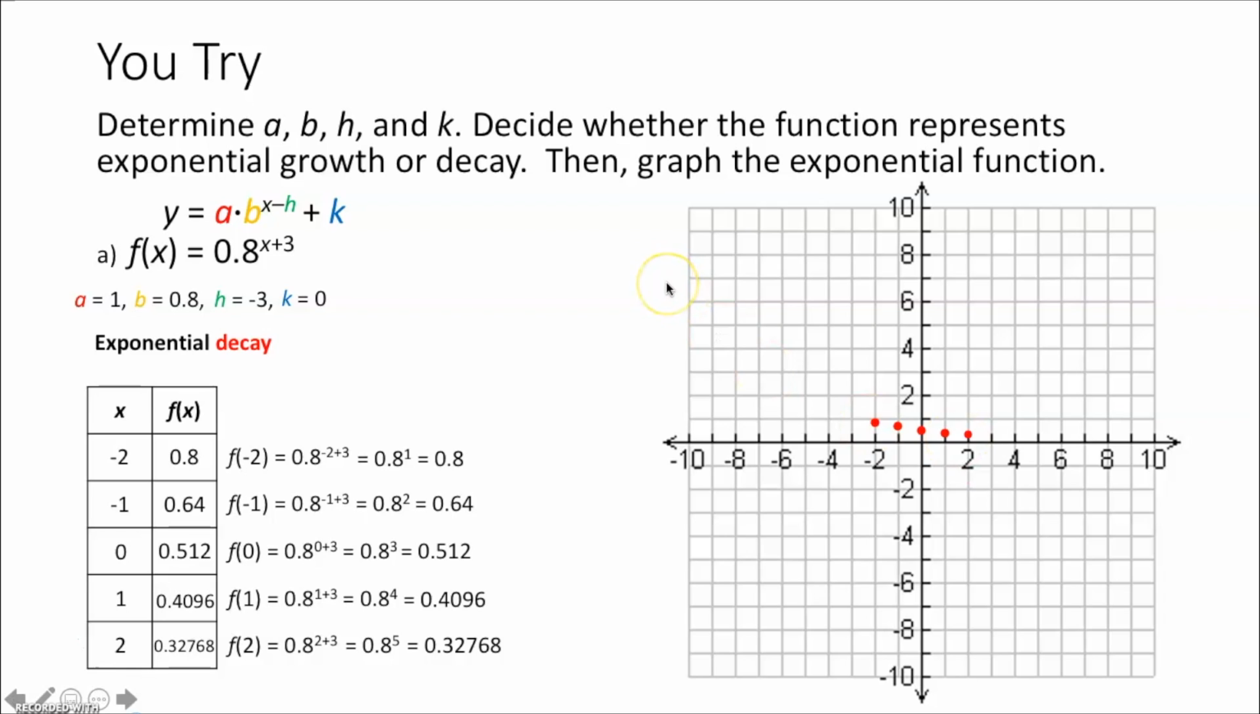Now we draw an exponential decay curve going through that, and we get something that looks like this. Now, again, the reason this looks like this is because it's exponential decay, and our graph has shifted to the left 3 units, which is why it normally would be somewhere right here, but it's a little bit moved to the left because of our translation.